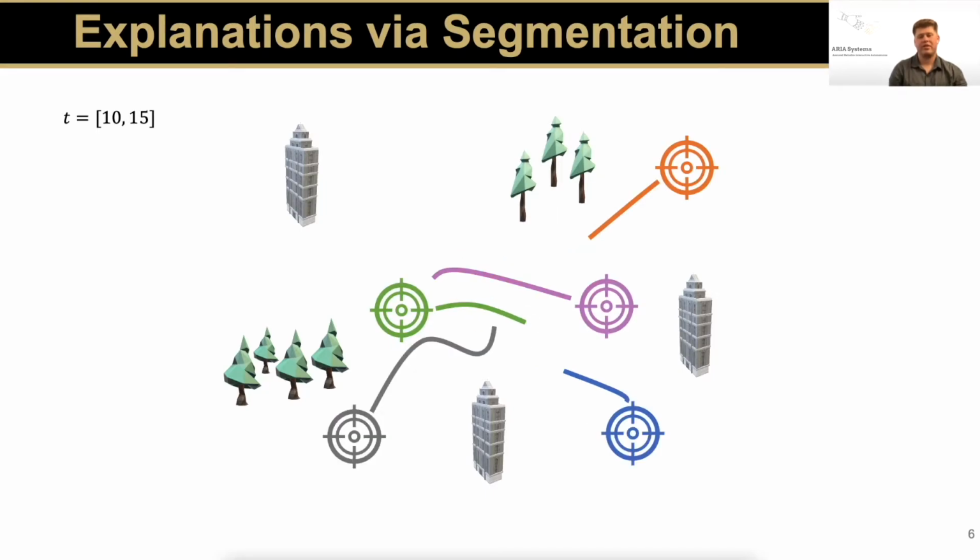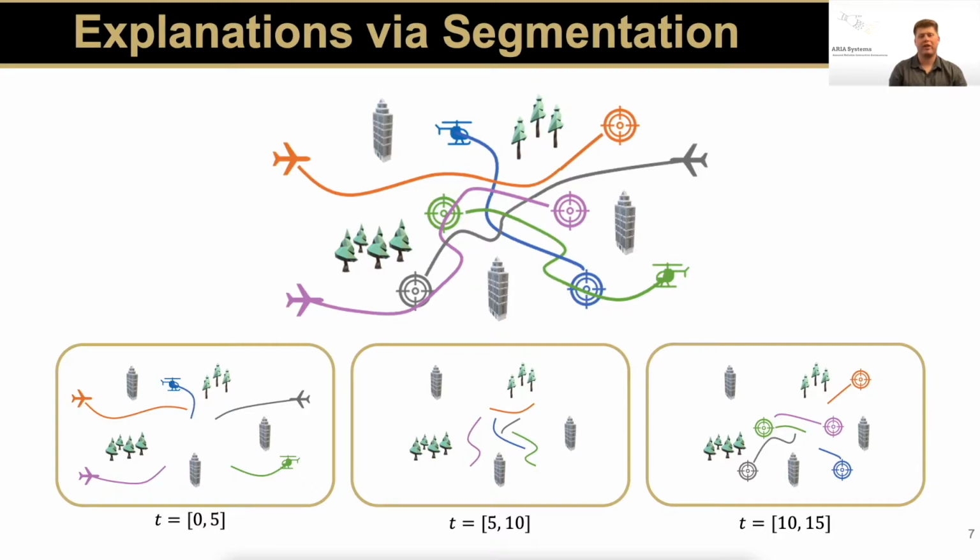So essentially, this is the new solution. Rather than providing only a motion plan, we also provide a decomposition of the trajectories into a collection of images of disjoint segments that are to be presented to the human user. We call these images explanations.